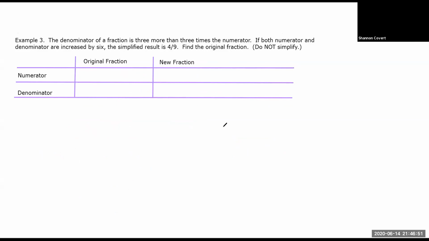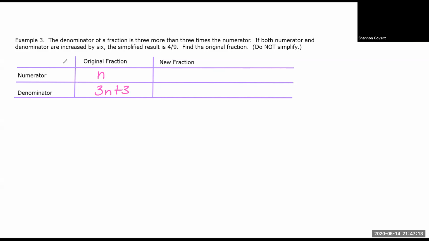The denominator of a fraction is 3 more than 3 times the numerator. So if I call my numerator n, my denominator is 3 more than, that means I'm adding 3 times the numerator. So with my original fraction, my numerator was n, my denominator was 3n plus 3.